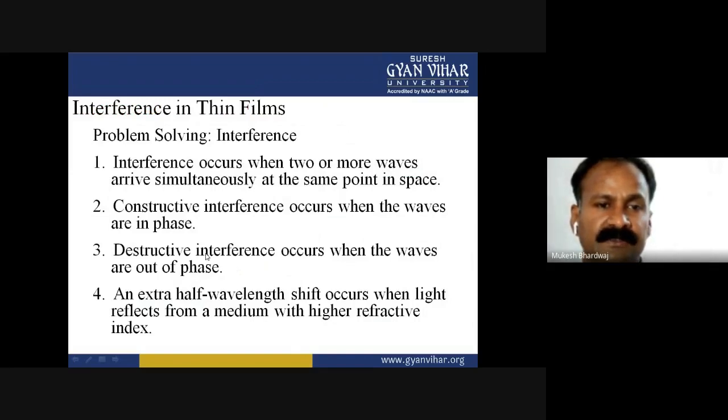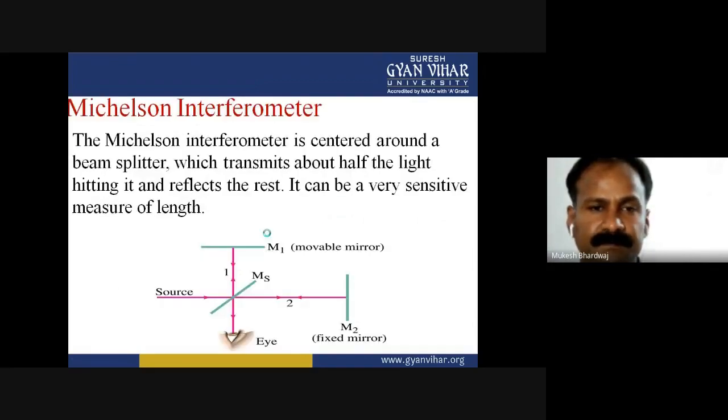Now, interference in thin films. These are the problem-solving interference. Interference occurs when two or more waves overlap. These are some summary points. Now, the Michelson interferometer. The Michelson interferometer is centered around a beam splitter, which transmits about half the light hitting it and reflects the rest. It can be a very sensitive measure of length.